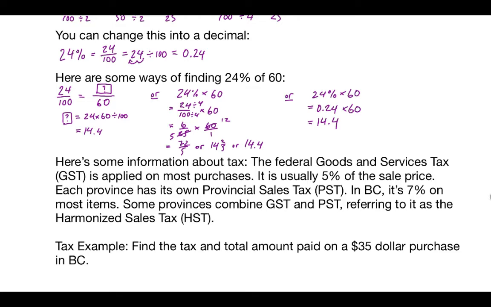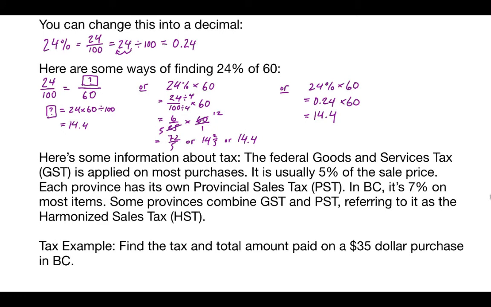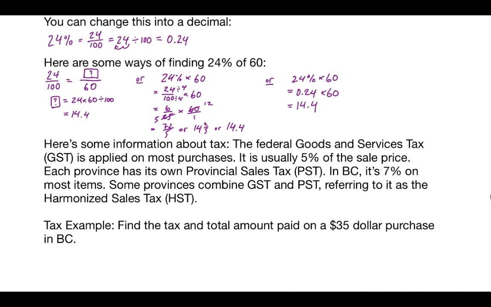So just assume if we're talking about a purchase being made that GST and PST are applied and they are at the regular rate. Now, I should mention that some provinces do combine the GST and PST together, and they call it the Harmonized Sales Tax, or HST. I believe BC had this for a little while, and then they decided to go back to having GST and PST separate. So that's where we're currently at, and for most of the calculations we're going to be doing, we're going to use the BC rates for GST and PST.